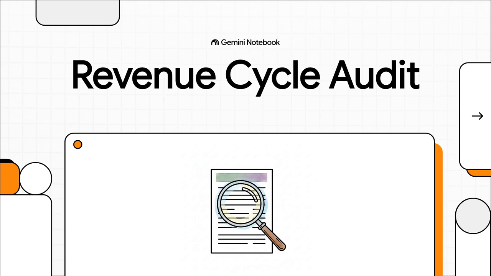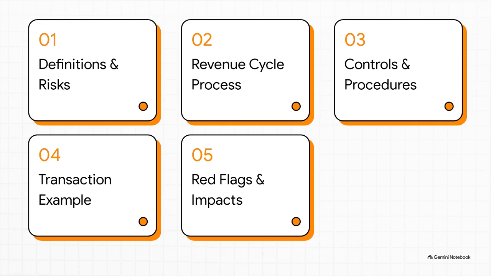Let's get into it. So here's our game plan for today's Explainer. We're going to move chronologically through the material. We'll start with some foundational definitions, walk step by step through the process and key controls, look at a real transaction, and finally, wrap up by examining the real-world impacts and those pesky red flags.